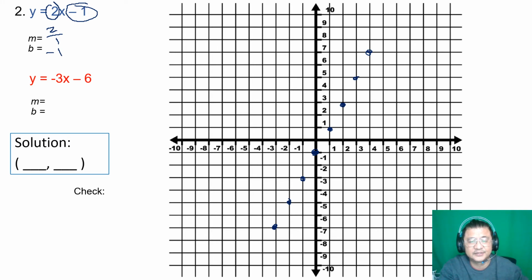Now let's try the red equation. So the slope is -3, make it a fraction over 1. The y-intercept is -6. So we can graph that. Let's begin at -6. 1, 2, 3, 4, 5, 6. Check out the red point. That's where I begin. Rise of -3 means going down. 1, 2, 3, and to the right 1.